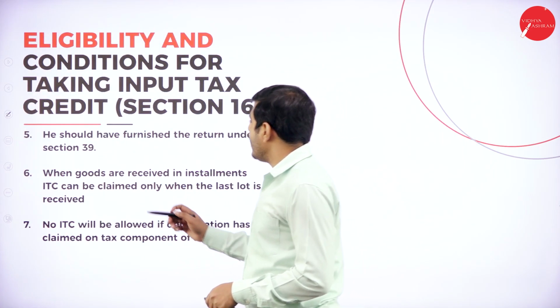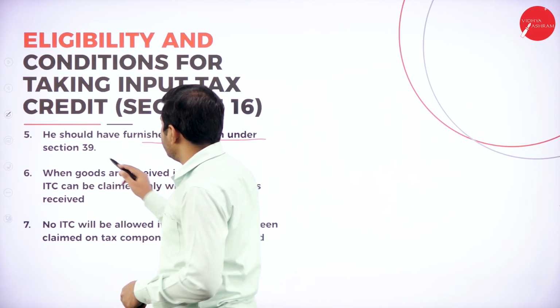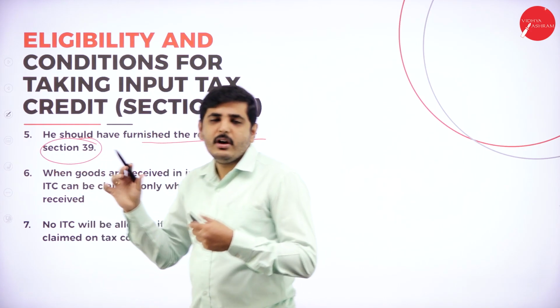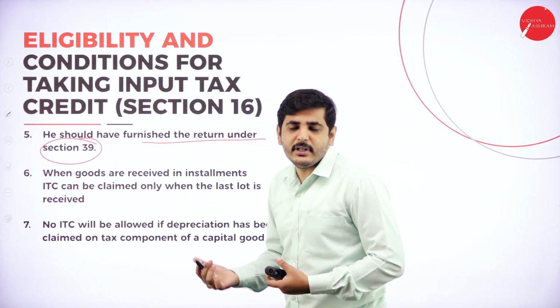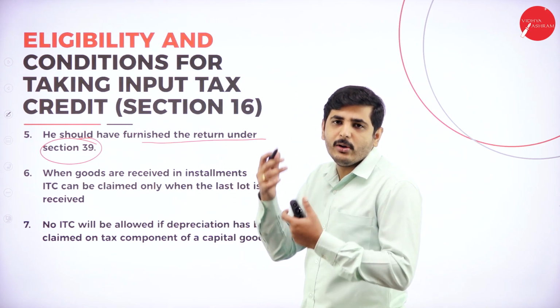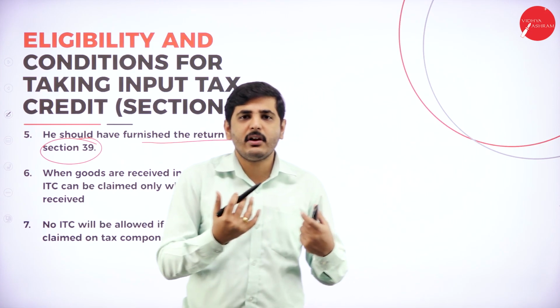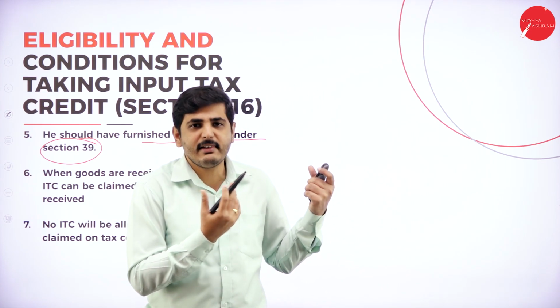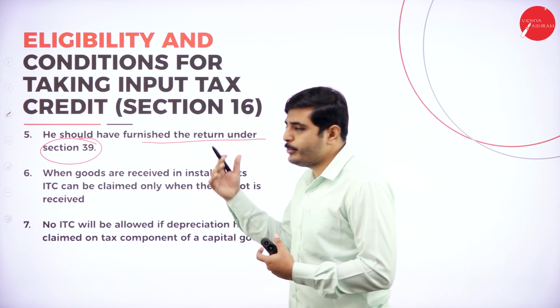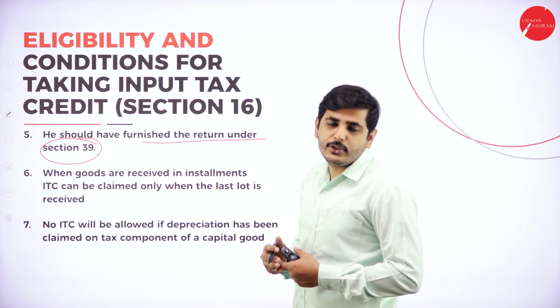Next point, he should have furnished the returns under section 39. Returns means at the end of the month or at the end of the year, we have to provide all the details. What is our transaction, what is our input, what is our output, how much we are producing, what are our expenses. All the details have to be produced to the government.